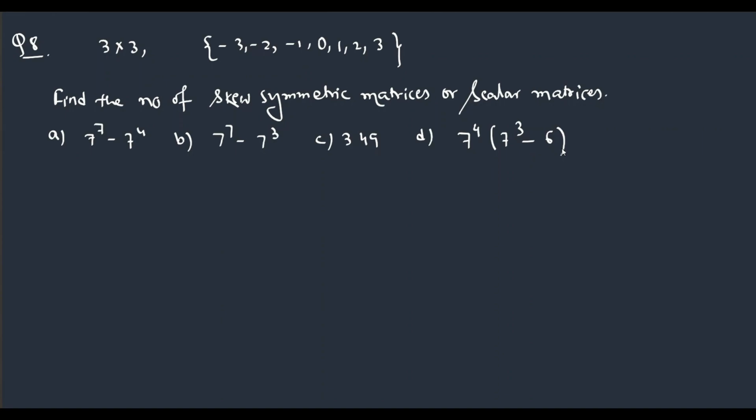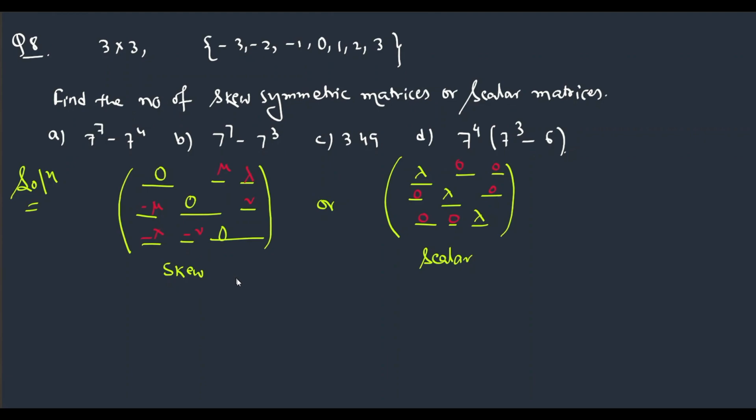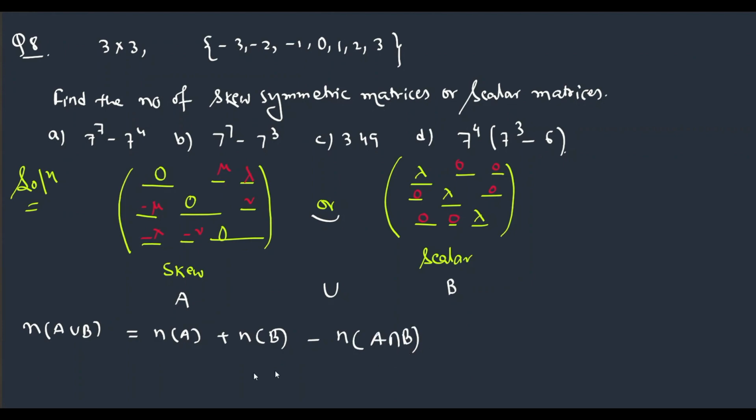To find the number of skew symmetric matrices or scalar matrices that we have formed, the skew symmetric ones are denoted by the set A and the scalar ones by set B. Since there is an OR sign, you have to find the union, n of A union B. So it will be the number of skew symmetric matrices plus the number of scalar matrices minus the number of matrices that are skew symmetric as well as scalar.